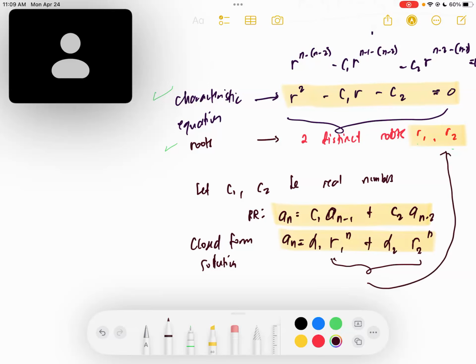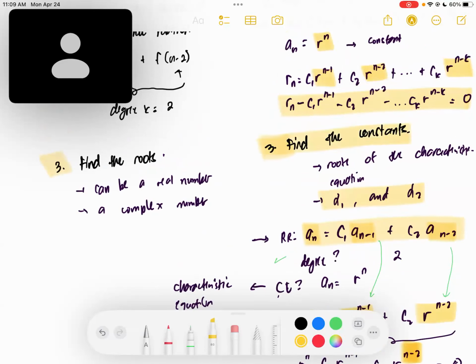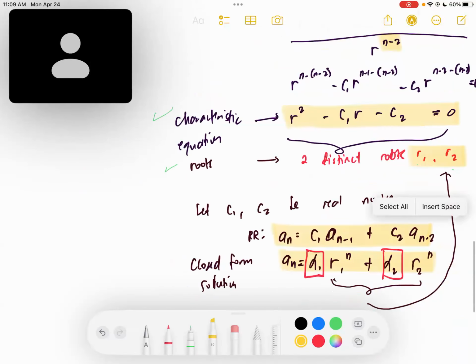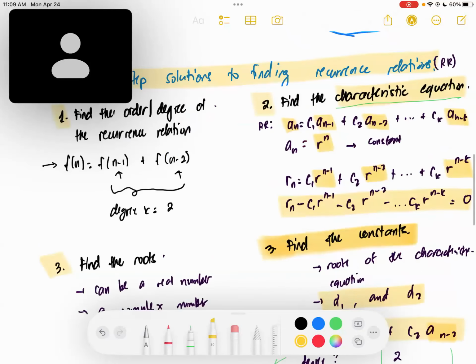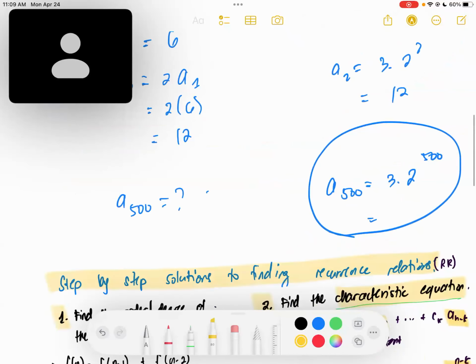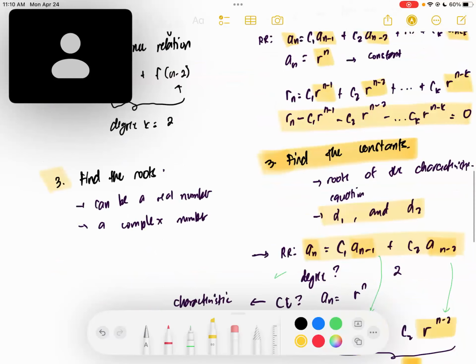Now, the problem we are having is to compute for the constants, which are alpha 1 and alpha 2. It is indicated here, finding the constants. So yung hahanapin natin ay yung alpha 1 and then yung alpha 2. So yung derivation is yung step-by-step na solution. So in the next video, we are going to have an example.